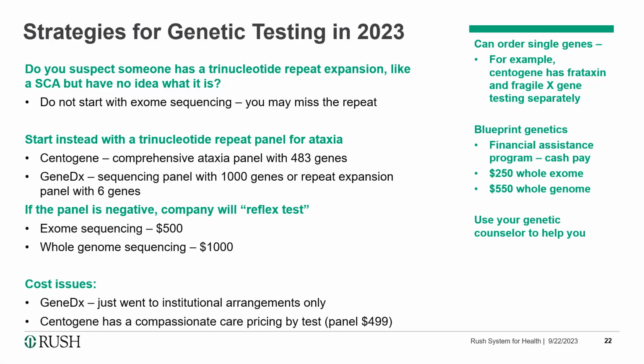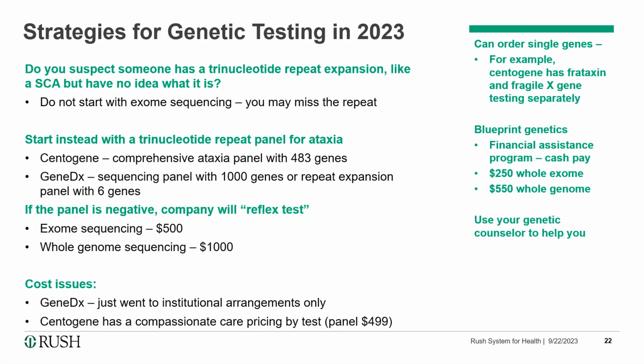If you suspect somebody has a trinucleotide repeat expansion, like some of the ones we've seen before, but you really have no idea what it is, you do not start with exome or whole genome sequencing, because you may miss the repeat, especially with exome sequencing. Start instead with a trinucleotide repeat panel for ataxia, especially if you have coverage for your patient. The two companies we have been using most recently are Centogene and GeneDx. I do not get any kickback from any of these. This is just our current workflow.